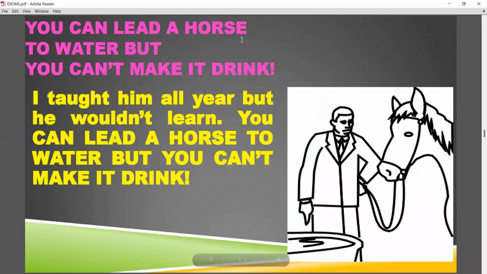Now this is important. This I always use as a mentor. You can lead a horse to water, but you can't make it drink. Easy. You can lead a horse to water, but you can't make it drink.